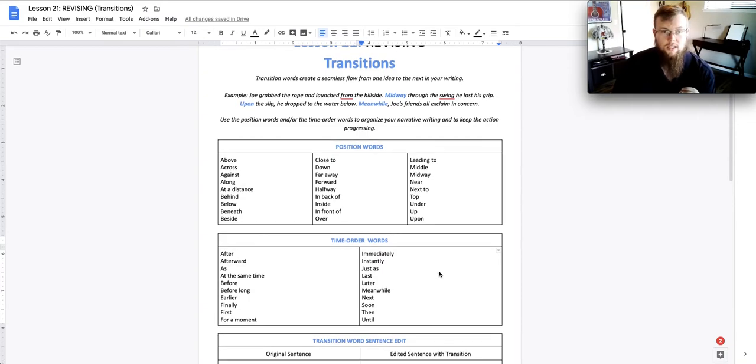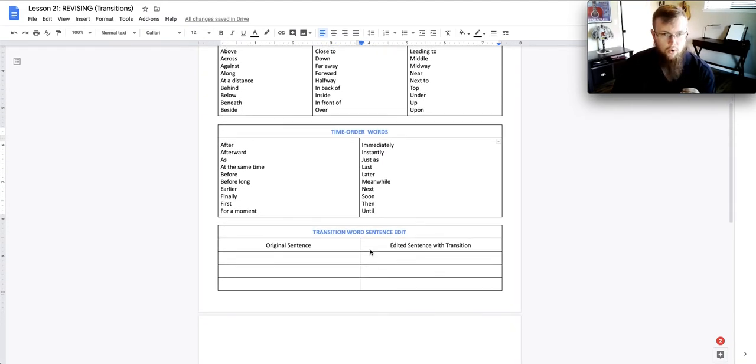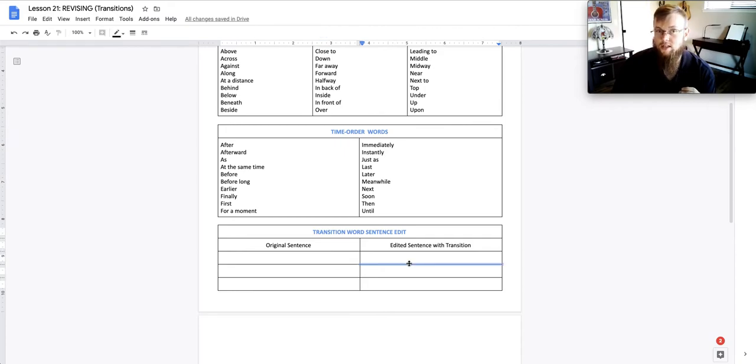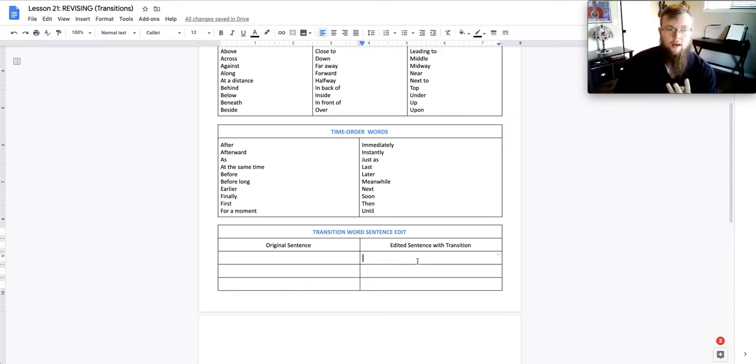There is a short assignment down here where you find a sentence and then you edit it with a transition at the beginning. And you do that 3 times. Okay, so you find 3 sentences and you modify them with transitions. If you want to pick 3 sentences in a row and then just add those transitions in, great.